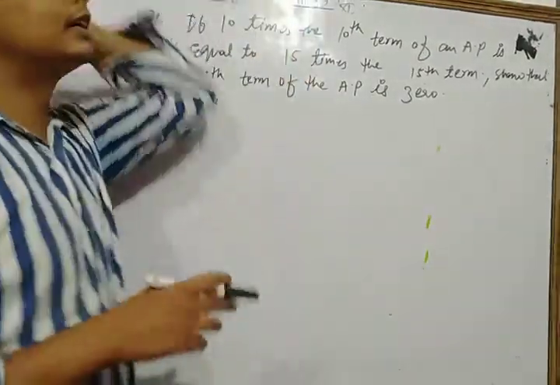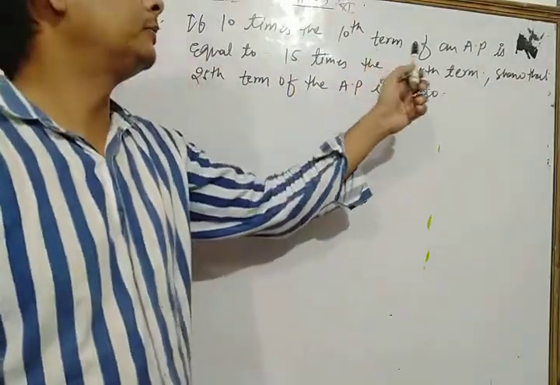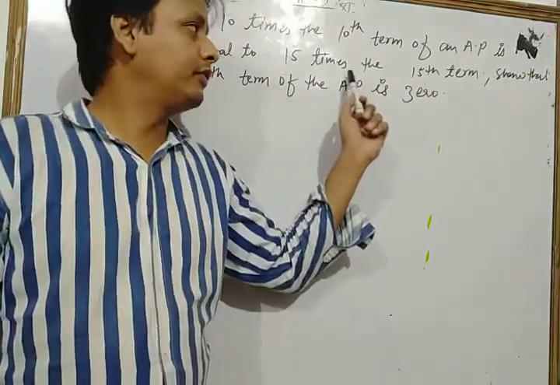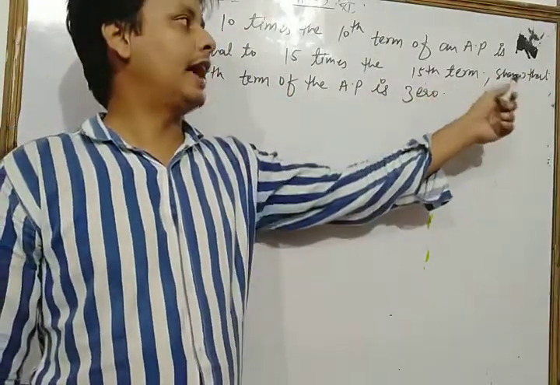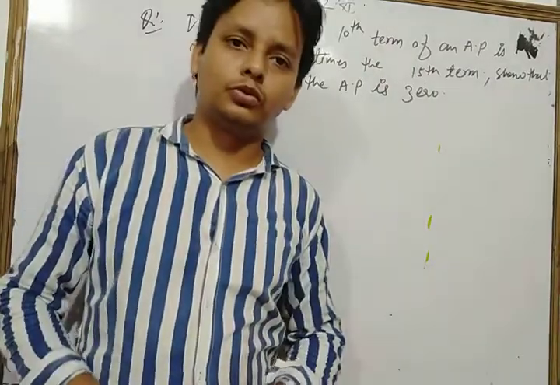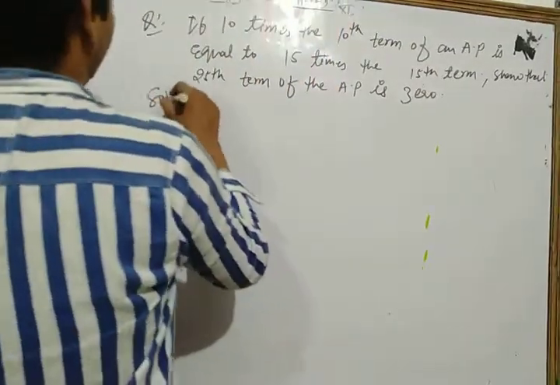Let's see once more time. Here your question is, if 10 times the 10th term of an AP is equal to 15 times the 15th term, we have to show that the 25th term of this AP is equal to 0. Okay, this is your question. Now let's see its solution.